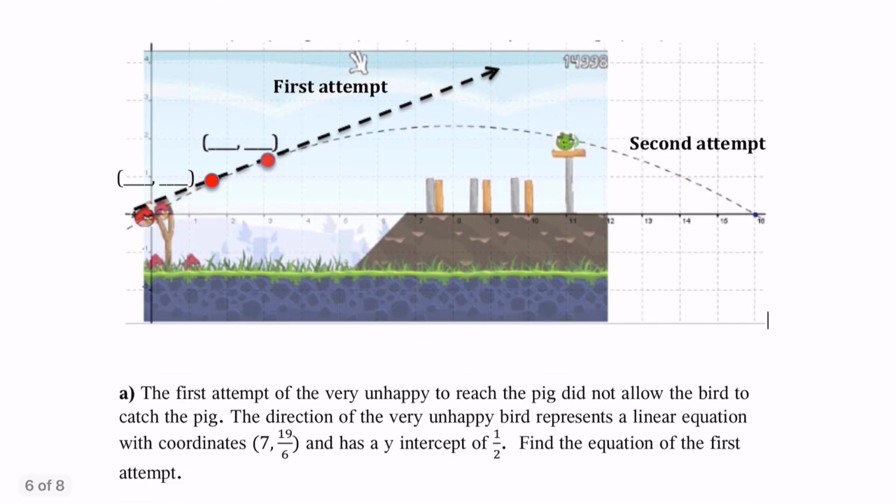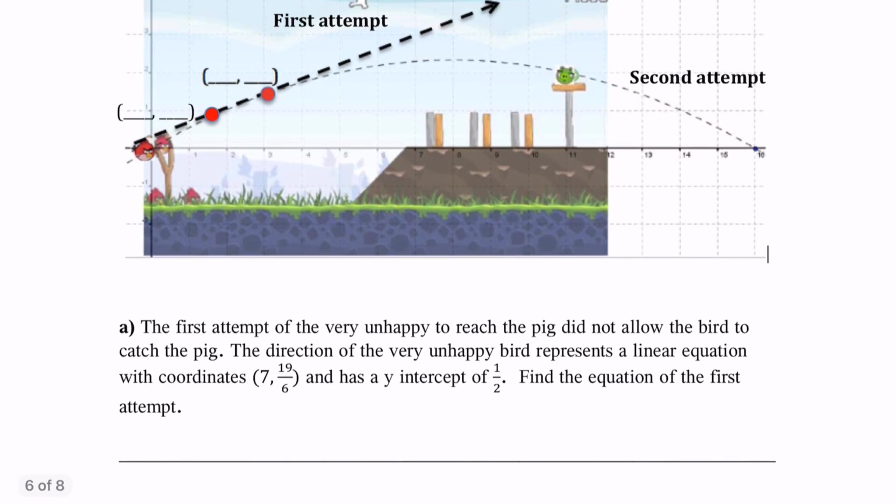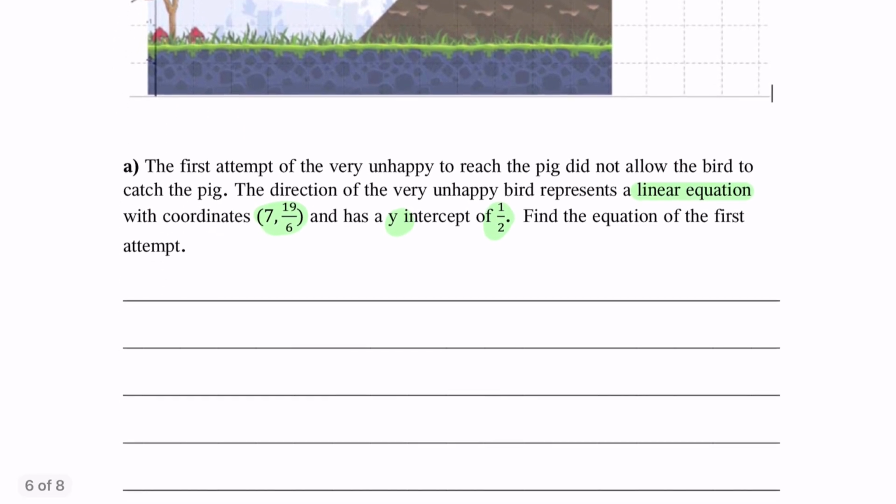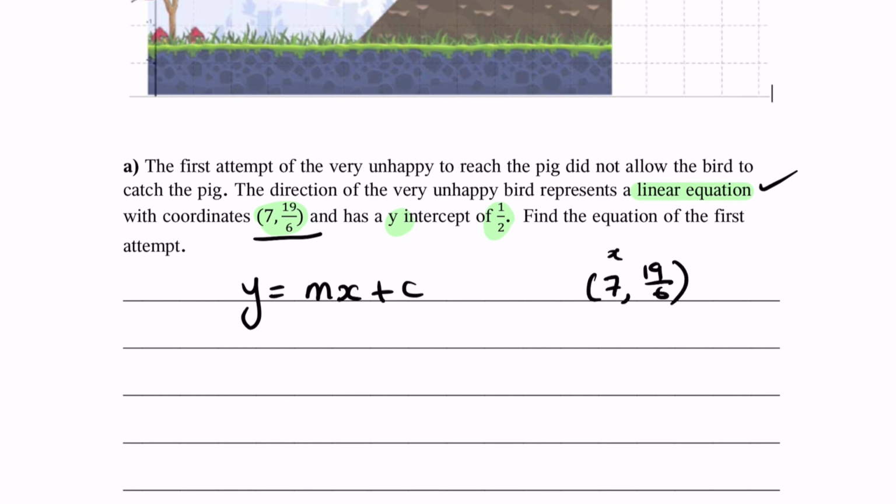So the first attempt of the very unhappy bird to reach the pig did not allow the bird to catch it. The direction represents a linear equation with coordinates 7 and 19 on 6 and has a y-intercept of a half. Find the equation. All right, so let's see what we know. Linear equation, so that's that part done. This is going to be a coordinate that we can use, so that's an x and a y value. And then we know that the y-intercept is a half, which is actually just your c value.